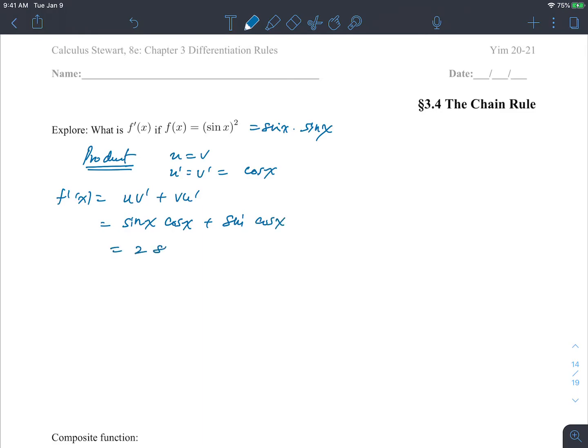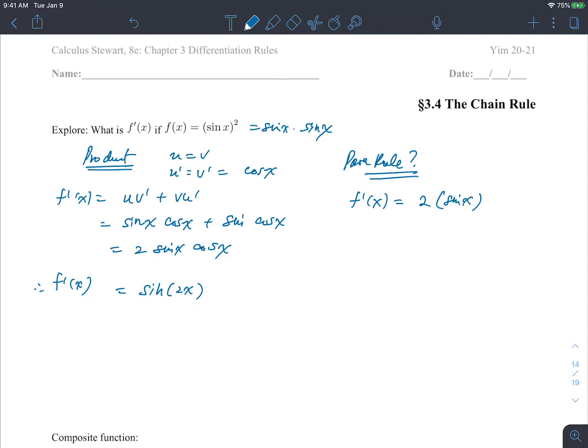And this is equal to twice the sine of x, cosine of x, right? It's not the most important thing at this point, but you should know your trig properties and realize that is sine of 2x using the double angle formula, right? Now, maybe some of you guys thought that, hey, wait a minute, that looks like a power rule, doesn't it? And you're thinking, wait a minute, f prime of x is twice the sine of x. But that result is different. These two are not the same. So which is right?